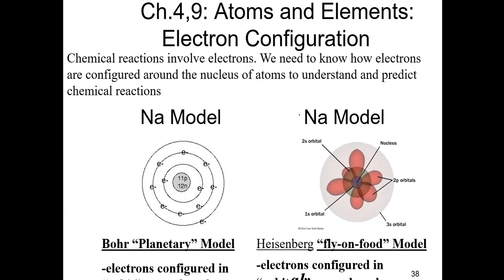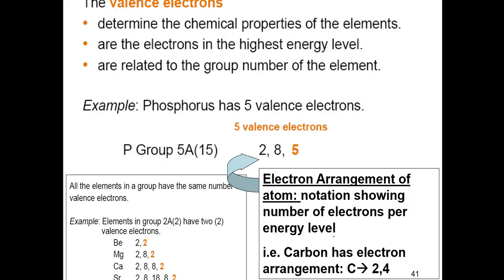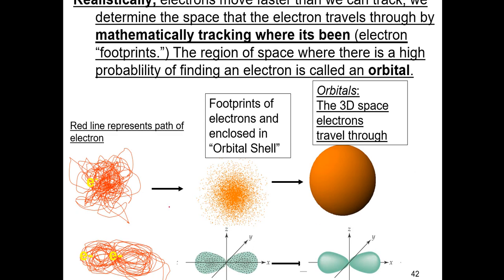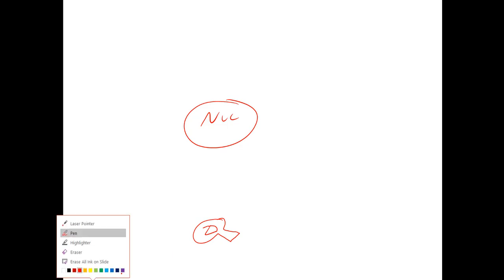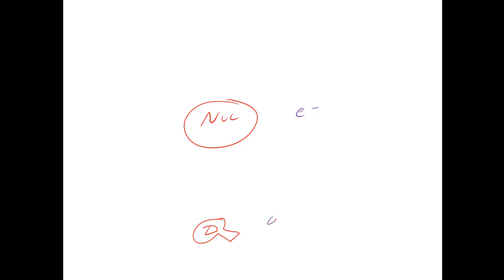Now we're going to get into Heisenberg's fly on food model. So to understand Heisenberg model, first thing we need to do is go ahead and draw my nucleus. And I'm going to go ahead and use a piece of turkey. There's my turkey right there. And then I'm going to go ahead and draw an electron. And I'm going to use an analogy where there's a fly that's hovering around a piece of turkey outside.